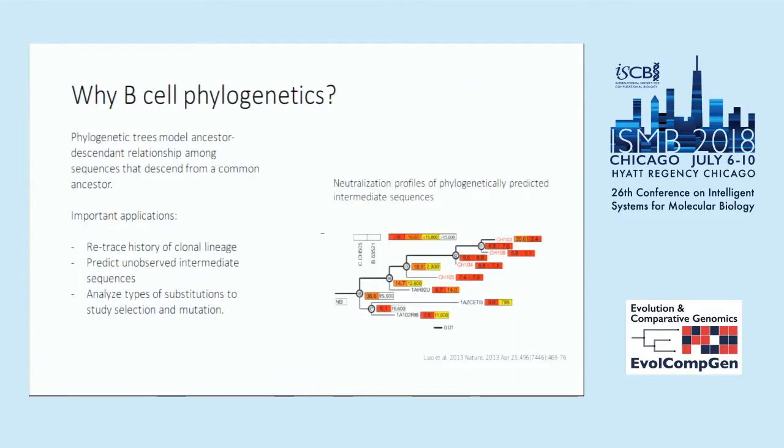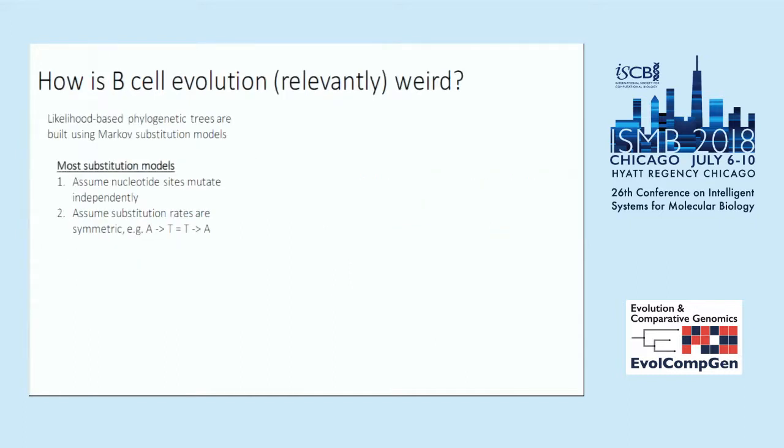And this means that phylogenetics is a pretty obvious tool for understanding B cell receptor genetic diversity. And it's shown to be quite useful in a number of applications already, particularly in, kind of obviously, tracing the history of a clonal lineage, but also in predicting unobserved intermediate sequences of clonal lineages, which is very important for antibody engineering, but also just understanding the types of mutations that shape the diversity of the B cell repertoire in individual people. However, there are some things about B cell biology and B cell repertoire data that should give us some pause in applying standard phylogenetic techniques.